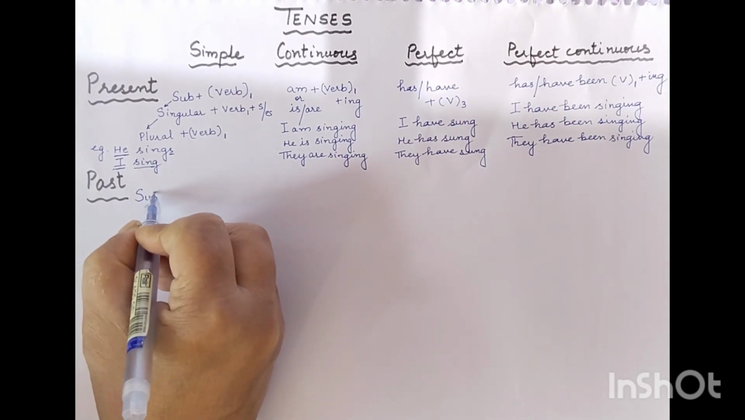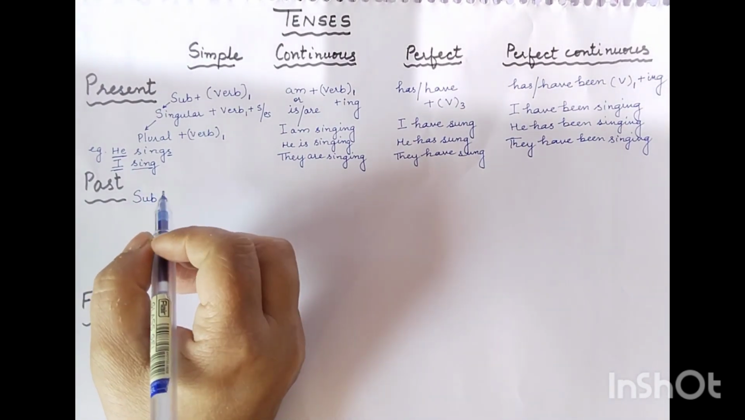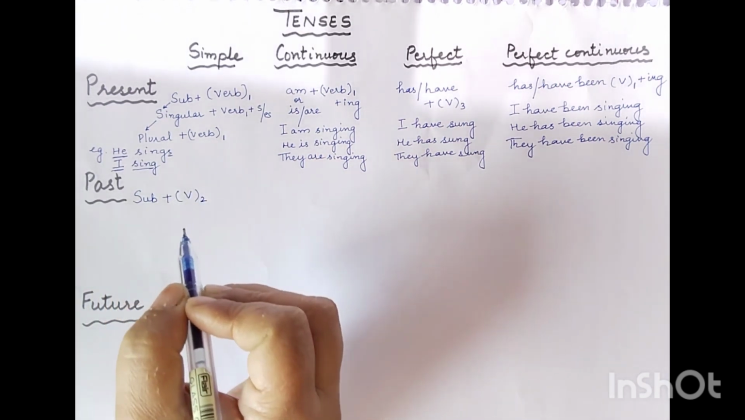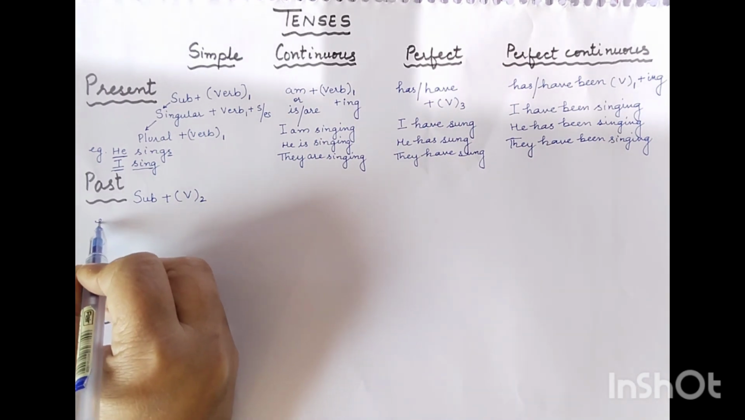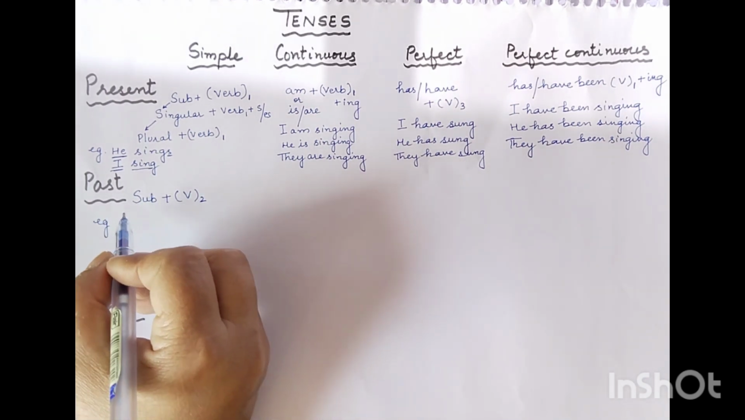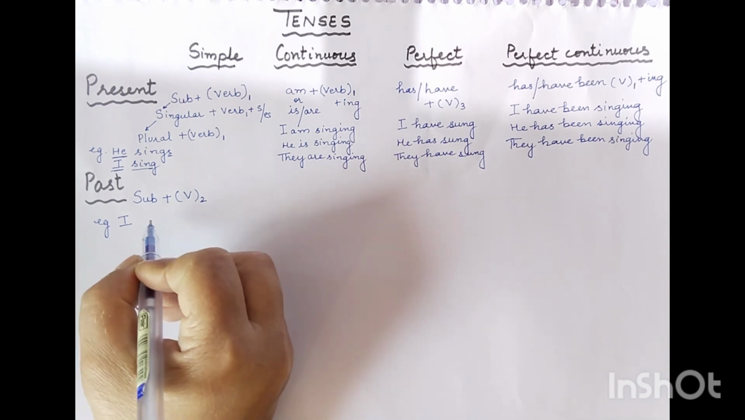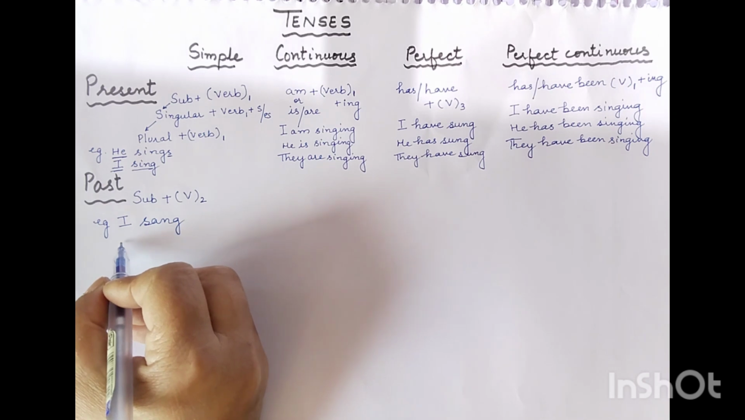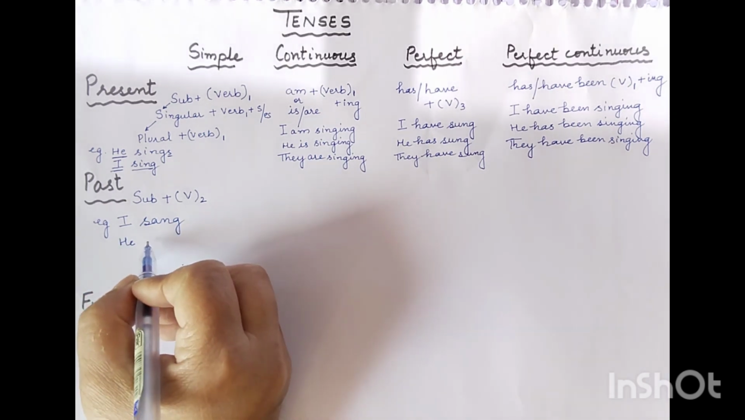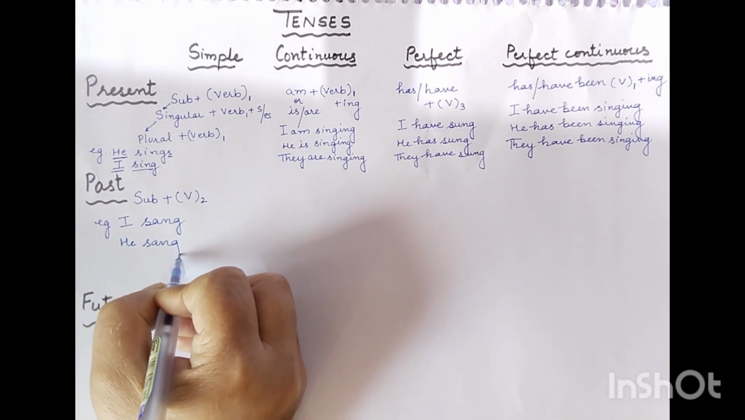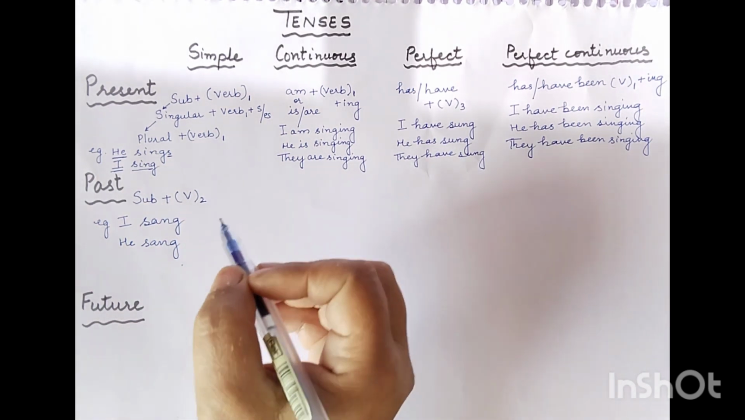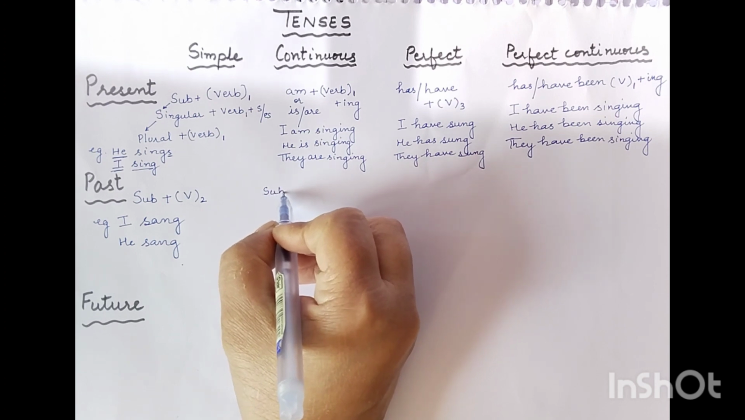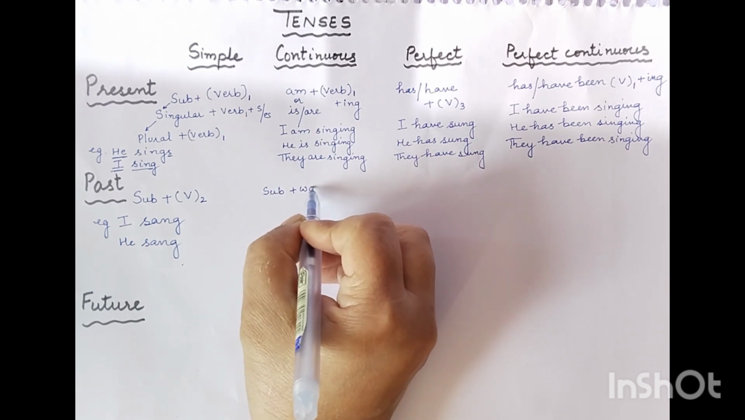Now come to the next part, simple past. Subject plus second form of the verb. For example, I sang. What is the second form of sing? Sang. He sang. Very easy. Second form of the verb comes in simple past.